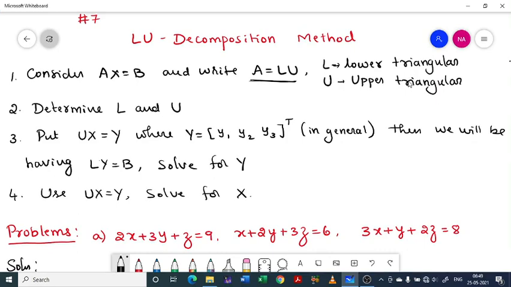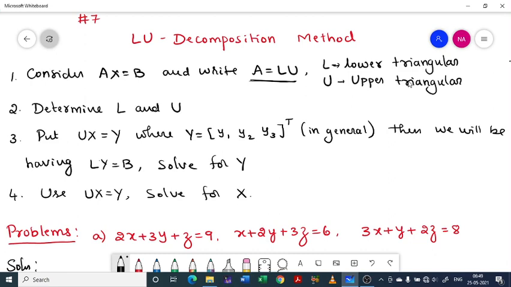I welcome you all for the discussion on LU decomposition method, class number 7. Last two classes we discussed the solution of system of equations using Gauss elimination and Gauss-Jordan elimination method. This class we are using one more method to find the solution of system of equations, that is the LU decomposition method. So, here is the working procedure.